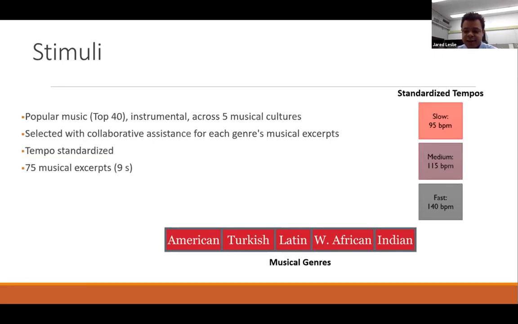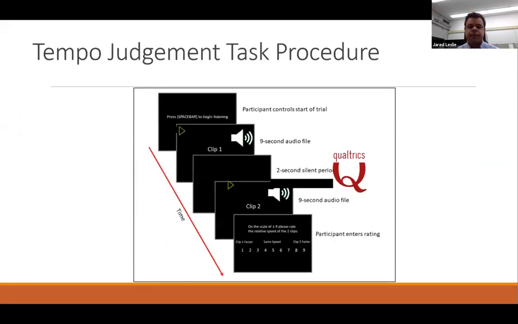Now, these were standardized using Audacity, using the change tempo function. And they were relatively very small distortions. So they were already near these tempos, so that we try to reduce any potential effects of distortion. So we used very minimal changes when adjusting these clips to standardized tempos.